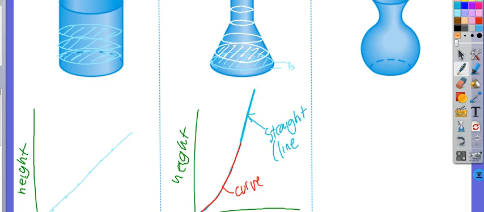So how fast is the height changing here in relative terms? Not very much. Pretty slowly, right? Slow. And what about the graph tells us that the height is changing slowly? The shape of the graph tells us that it's changing slowly. It doesn't go up very high for this time interval.